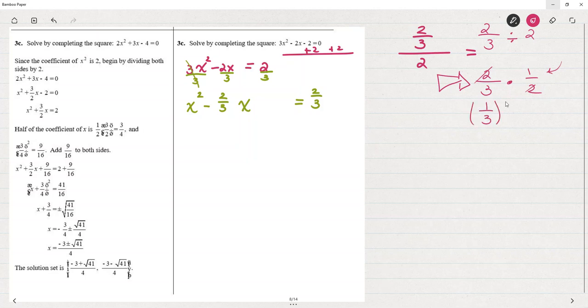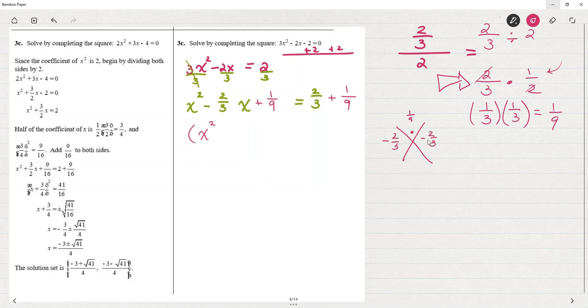And now I'm going to square that to get 1/9. So do you see then that 1/9 is the piece that I'm going to add to both sides? So on the left, I've got x squared minus 2/3 x plus 1/9. And now when I'm factoring, I'm thinking, what can I multiply to get 1/9? Add to get negative 2/3.